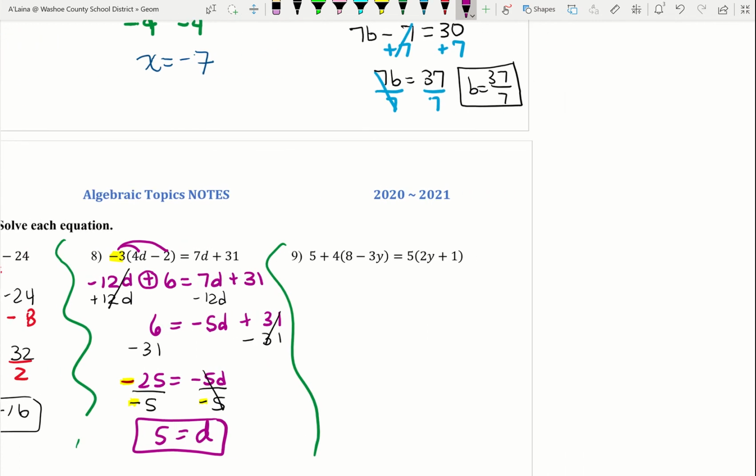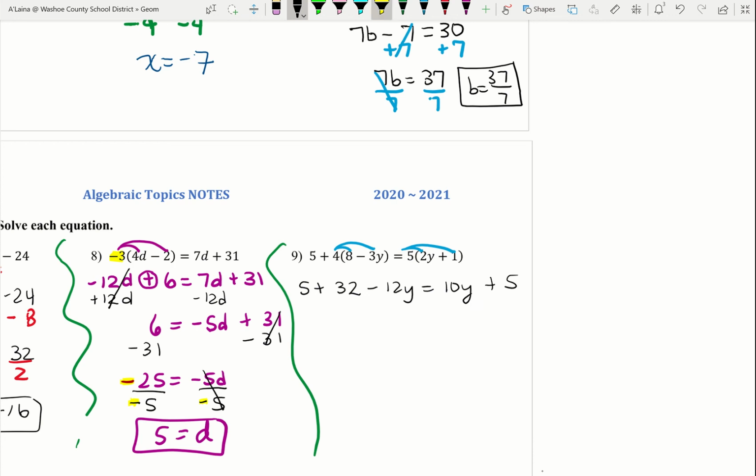Number 9 is our last example. I'm going to start with the distributive property. There's actually the distributive property more than one time here. I am going to notice that when I'm distributing here, I'm actually distributing a positive, which is kind of nice. And that makes my life a little bit easier because I don't have all of the sign changes that happen when you distribute a negative.